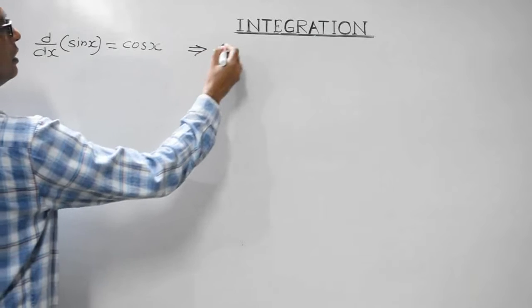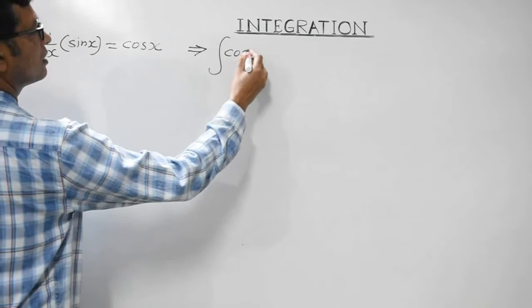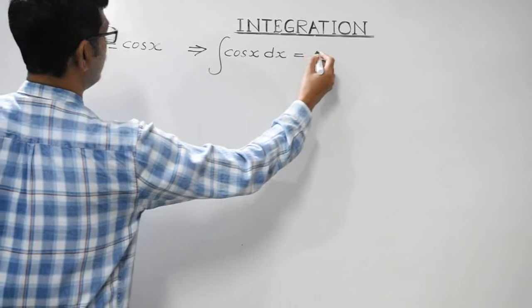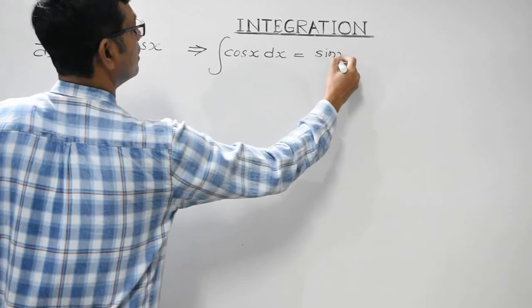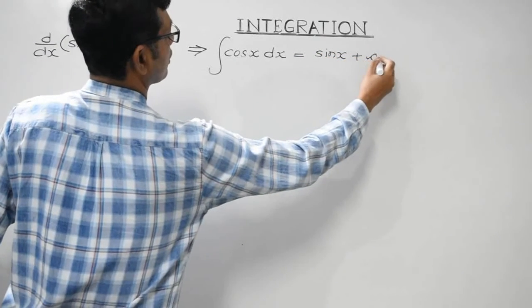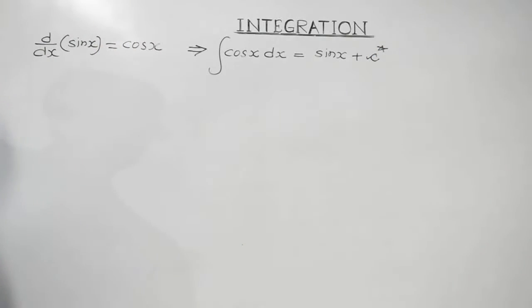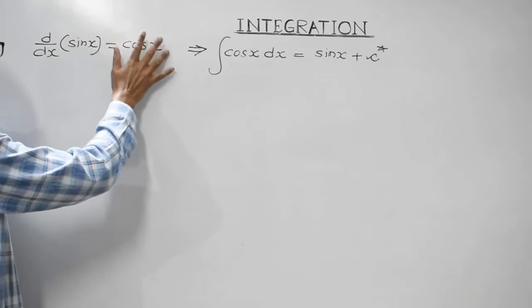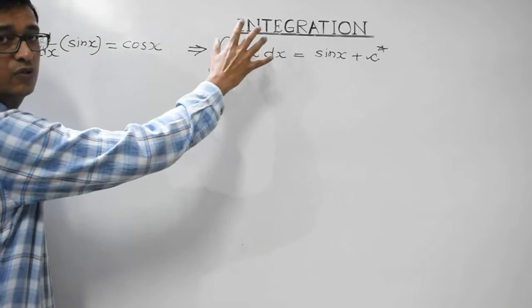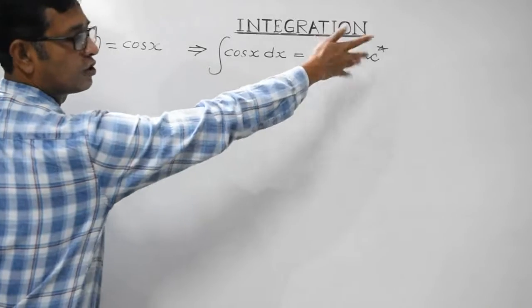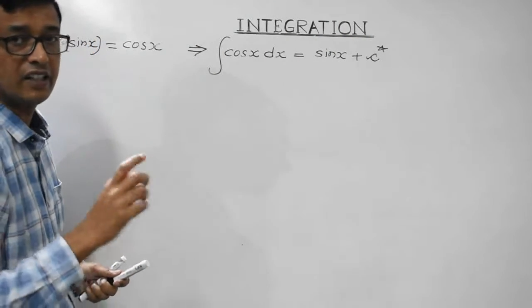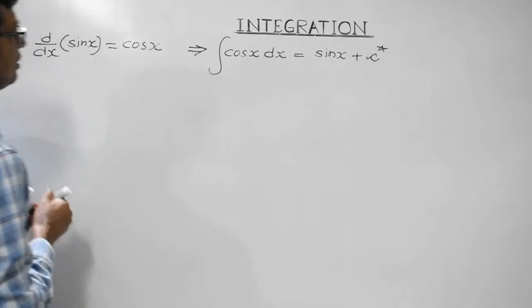Therefore, integration of cos x with respect to x would be equal to sin x. Plus, obviously, introduce this constant of integration, right? This is the second formula. So look, if the differentiation of sin x is equal to cos x, then the integration of cos x would be equal to sin x plus constant of integration that has to be introduced in the case of indefinite integral where the limits are not given.